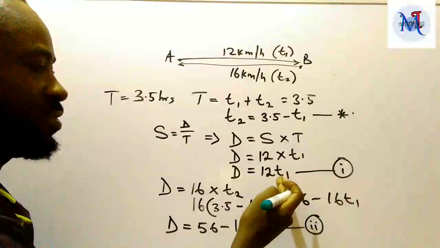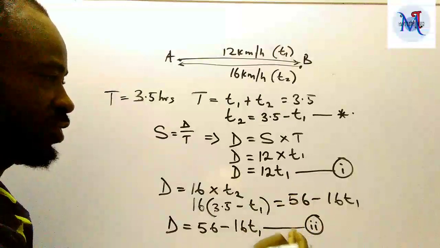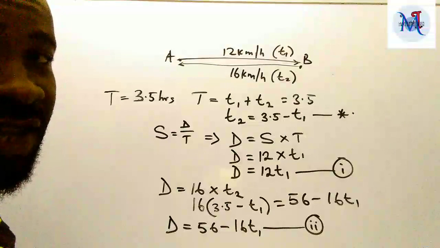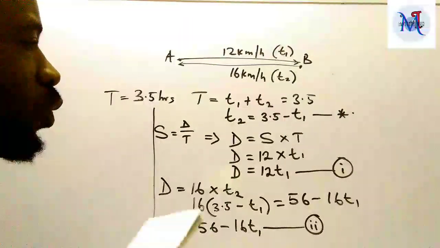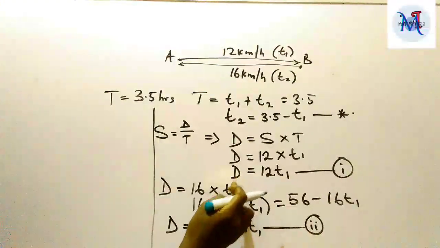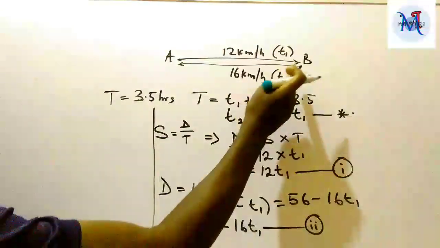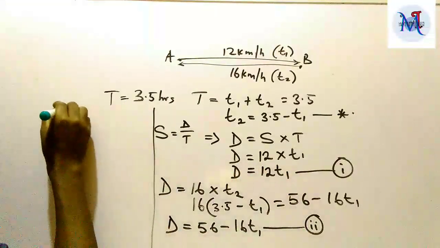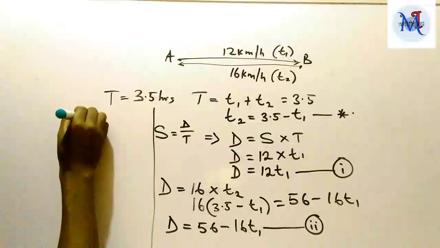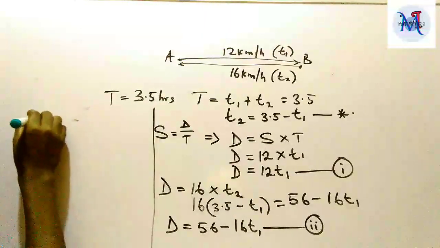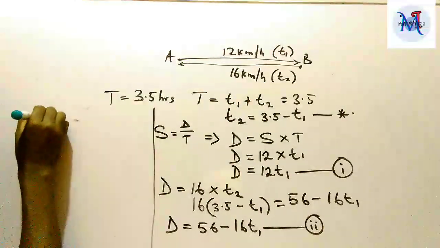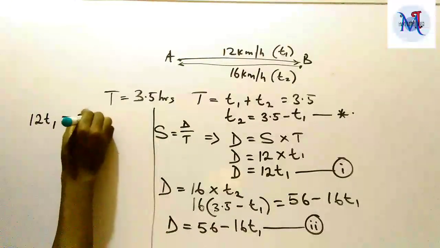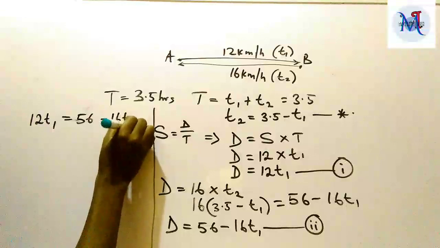Now, what can you notice about equation 1 and equation 2? They both have D and D, which means I can equate them, right? So I'm going to equate equation 1 and equation 2 because the distances are the same. For the returning journey and for the first journey, the distances are the same. So equation 1, which is 12 T1, I'm going to equate it with 56 minus 16 T1.